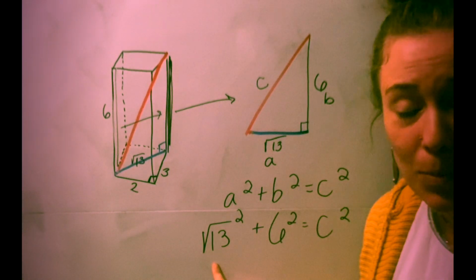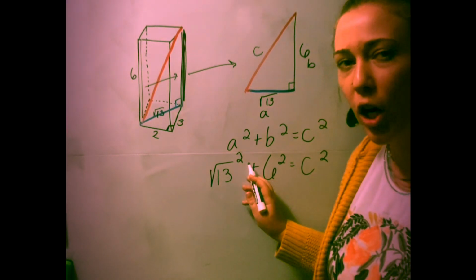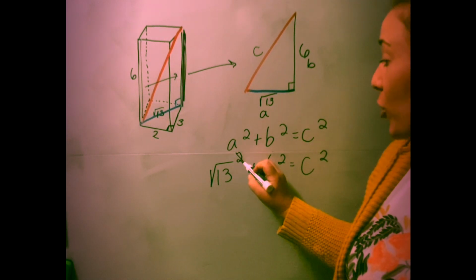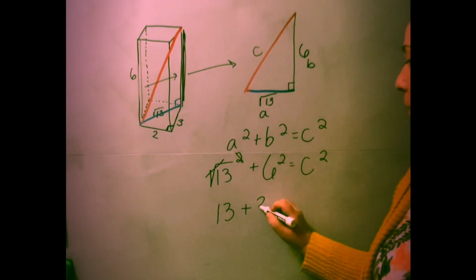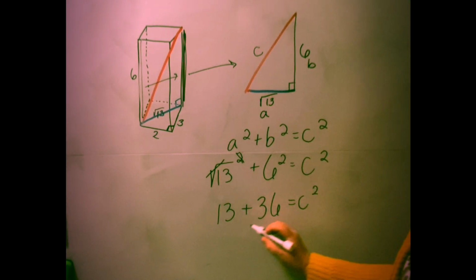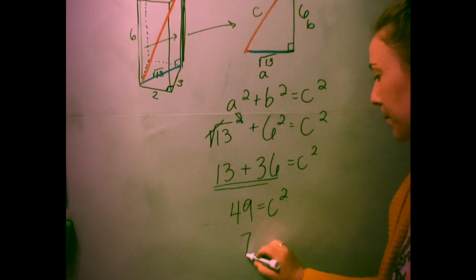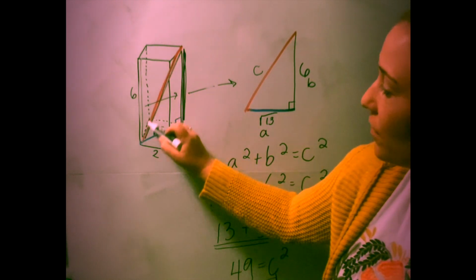Pay attention to this part because this is awesome. Remember how a square and a square root cancel each other out? That happens here. This square and the square root cancel, so you're actually just left with 13 plus 36 equals C squared. Combine like terms. Solve for C. So 7 is actually the length of this diagonal.